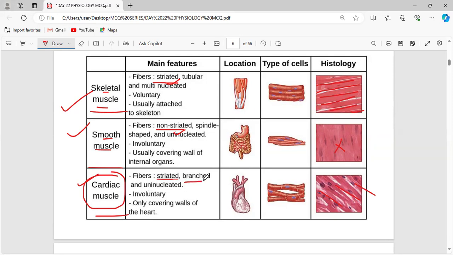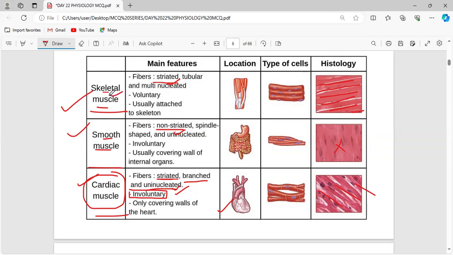And see, it is branched and it is uninucleated, which means it has only one nucleus, and it is involuntary. See, pumping of the heart is an involuntary action. If this muscle acted voluntarily, we might forget to pump the heart. For that, nature has gifted that this cardiac muscle functions in an involuntary manner.